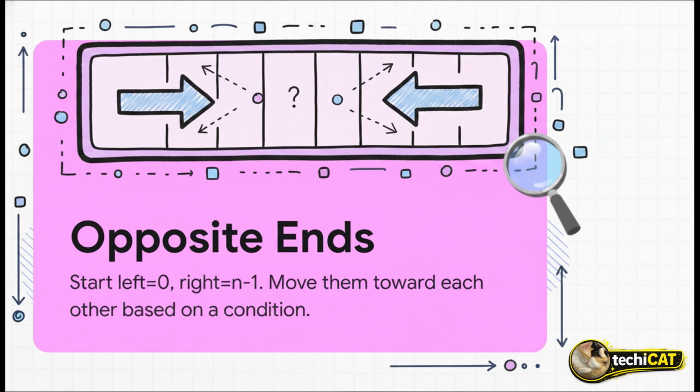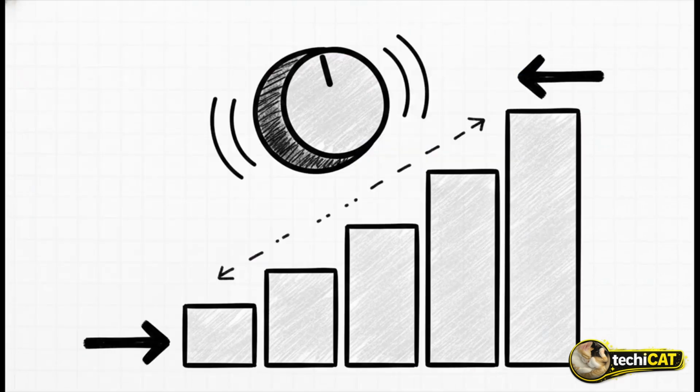But, and this is key, you don't just move them randomly. You step inward based on a specific logical condition. They march toward the center, evaluating the data as they go until they finally meet. It's highly structured and incredibly efficient. And this brilliantly illustrates the concept in action.